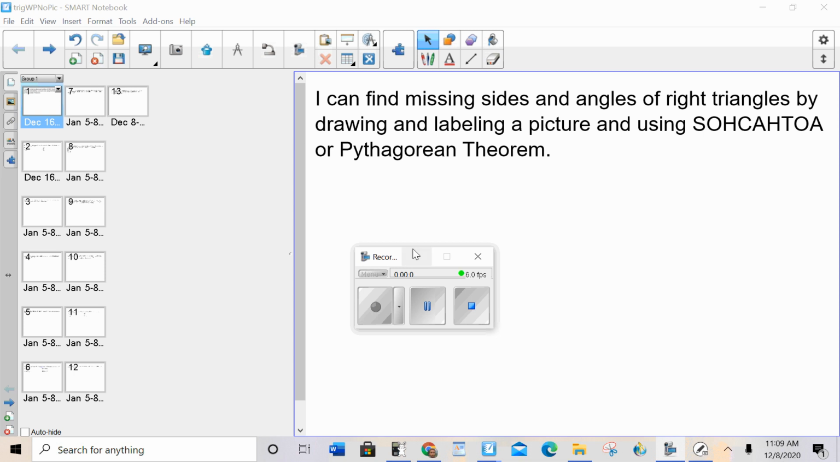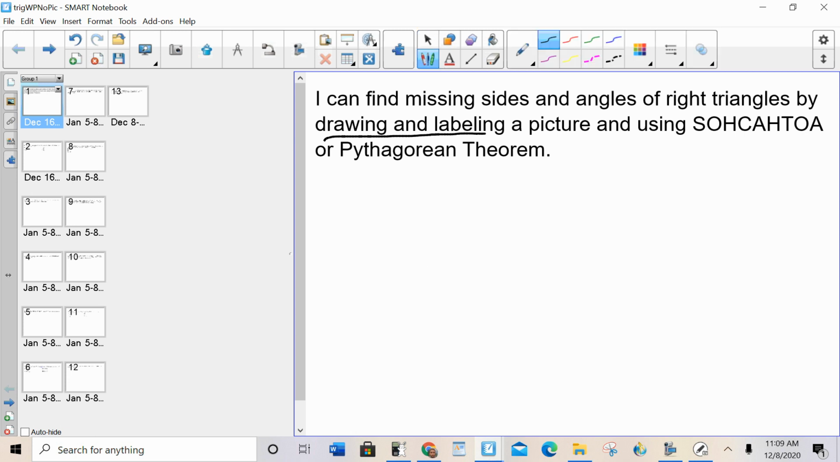Hello everybody, today I can find missing sides and angles of right triangles by drawing and labeling a picture and using SOHCAHTOA or Pythagorean Theorem. So this is very similar to the previous lesson that we did, except now I'm not going to give you a picture, you're going to have to draw your own picture.